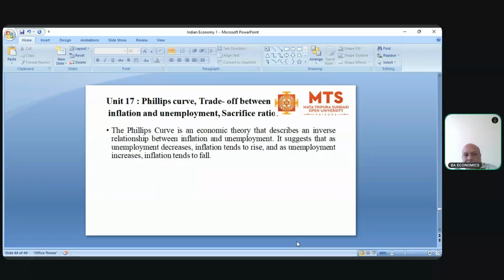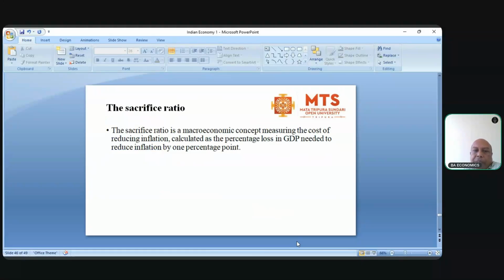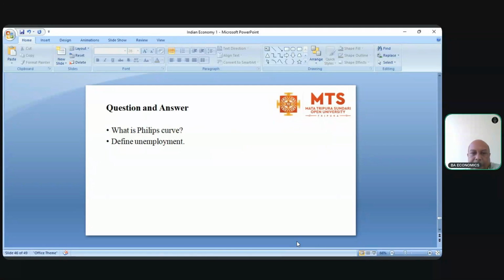So in this way, I have completed the last unit. Basically, the last unit discussed the Phillips curve, and the Phillips curve basically indicates the trade-off between inflation and unemployment, and the sacrifice ratio basically indicates the sacrifice of GDP for reducing the inflation rate. So in this way, I have completed this block, and I have put two questions here.